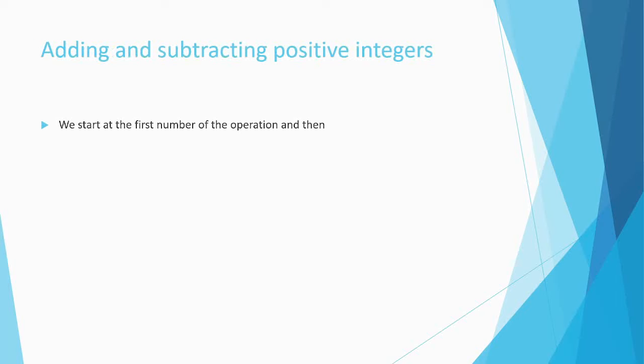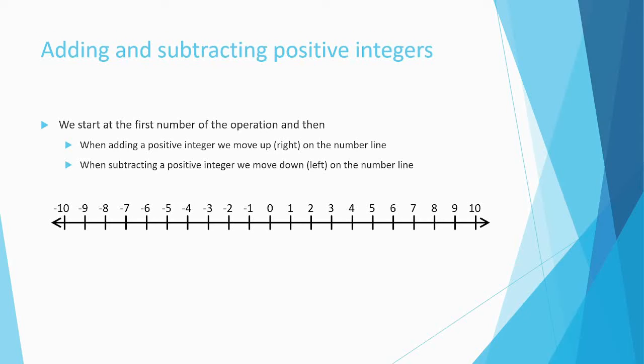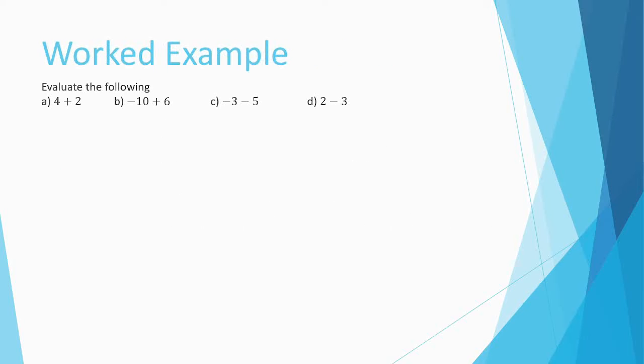With positive integers, we will start with the first number that's in front of the operation, and then if we're adding, we will move up the number line or to the right of the number line, and when we're subtracting, we move down or to the left of the number line. And it's always useful to have that number line there. So when we're adding, we're moving to the right, and when we're subtracting, we're moving to the left. Here's some examples that we can do.